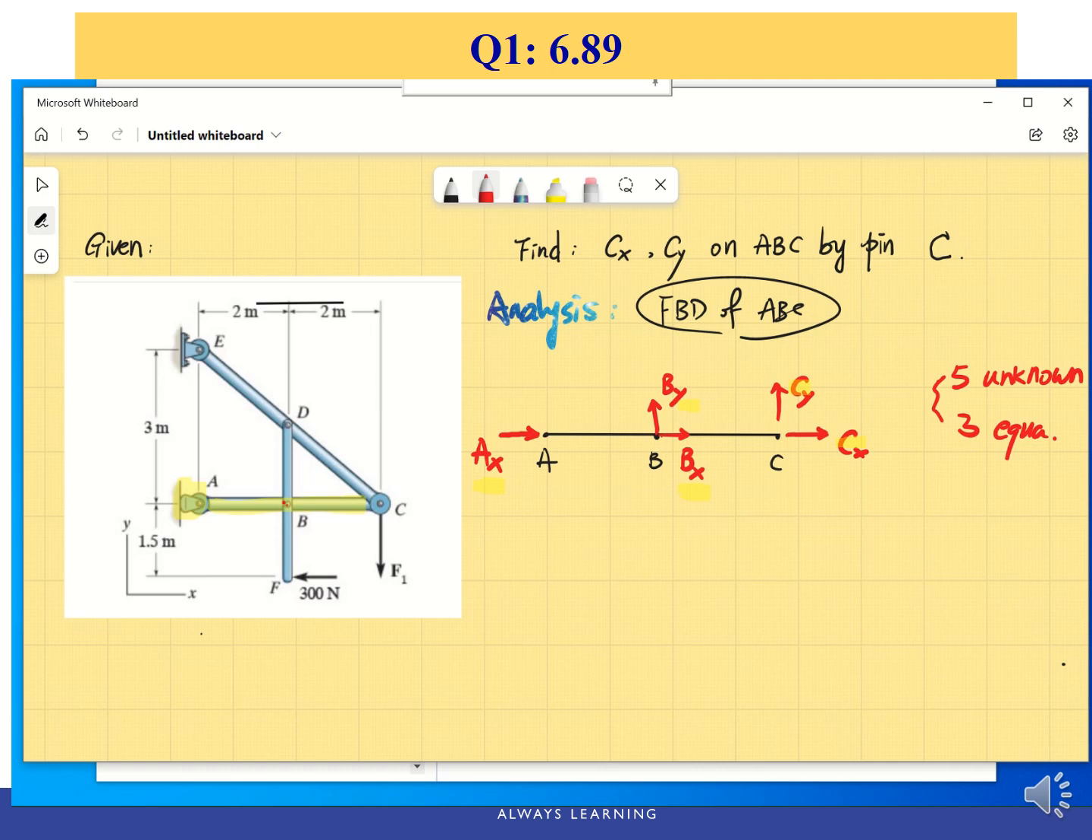We only remove the support here and support here, and so for the entire truss, there will be one support reaction, an AX applied at the rocker, point A, and then there is a pin support at point E, so there will be two support reactions, right? EX and EY. So I'm just going to keep it simple. This is the free body diagram of the entire frame.